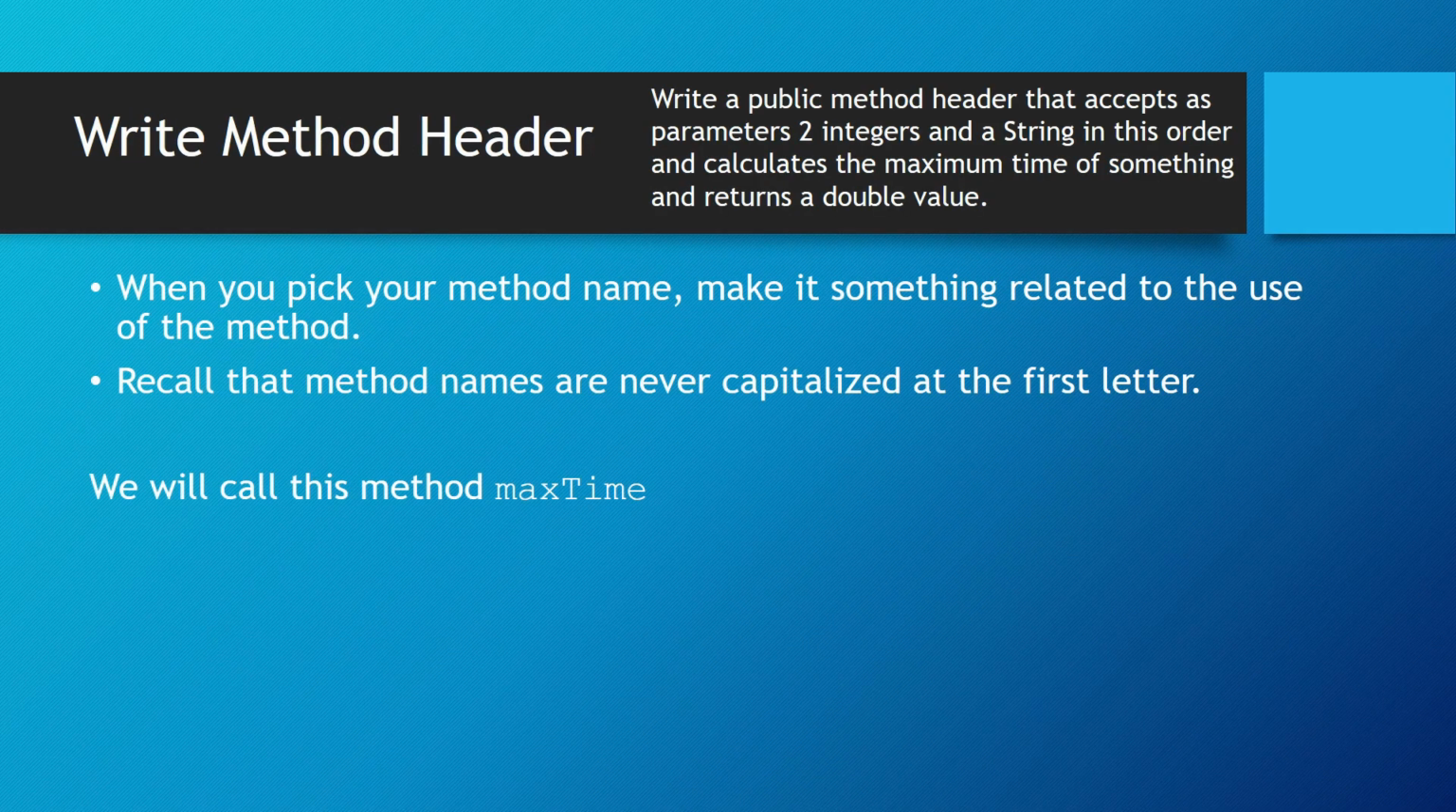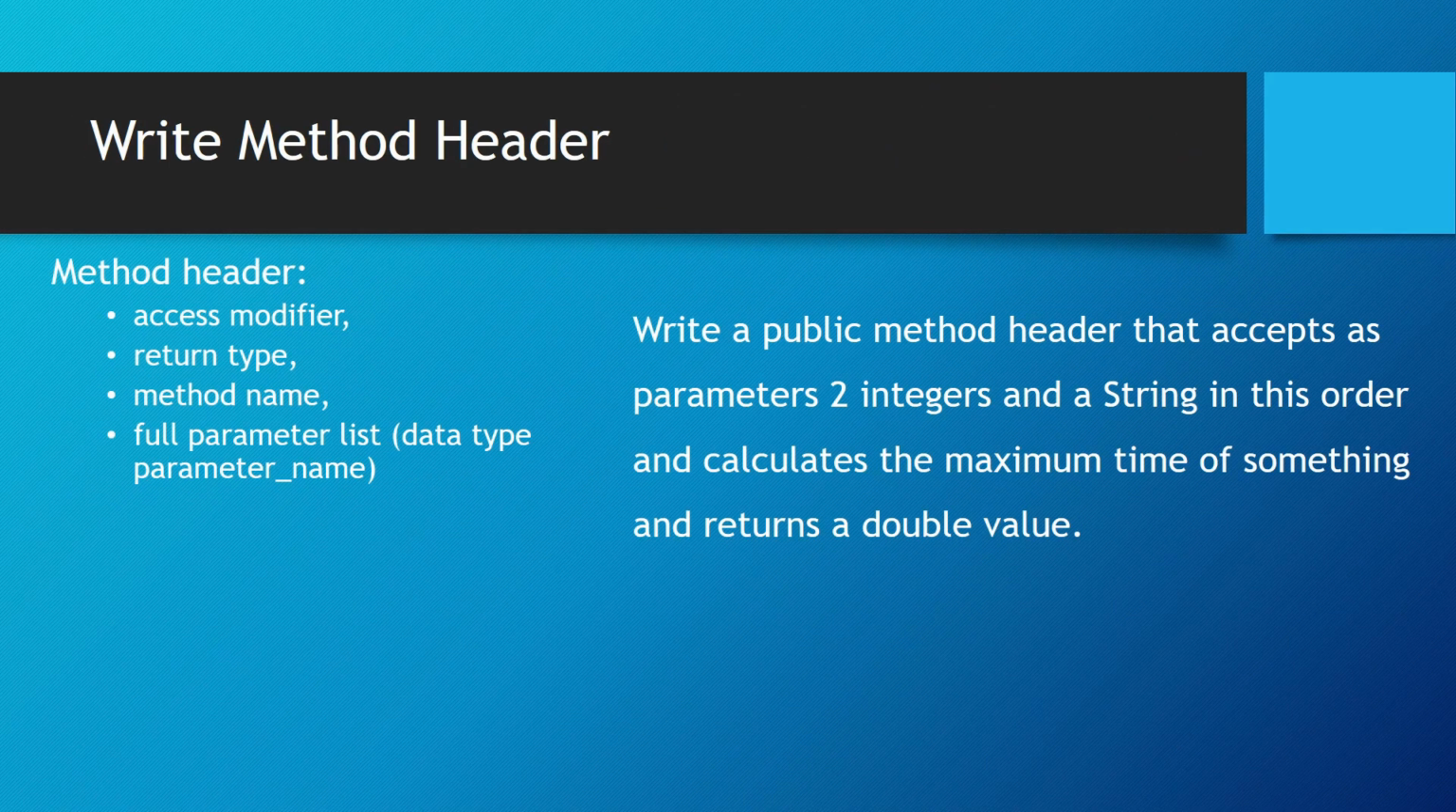When you pick your method name, make it something related to the use of the method. Recall that method names are never capitalized. We will call this method maxTime because it is returning the maximum time of something. The method header requires an access modifier, the return type, the method name, and the full parameter list.